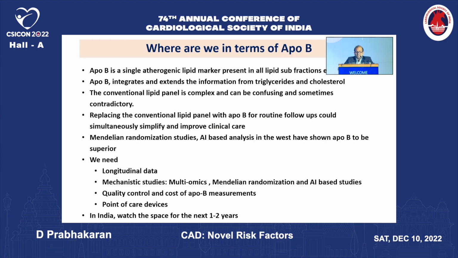So ApoB is a single atherogenic lipid marker. It's present in all lipid fractions except HDL cholesterol. It takes the cumulative atherogenicity of a particular individual, unlike LDL, where measuring LDL alone misses the atherogenic molecules which might be present in triglycerides and chylomicrons. So ApoB integrates and extends the information from triglyceride and other cholesterols.